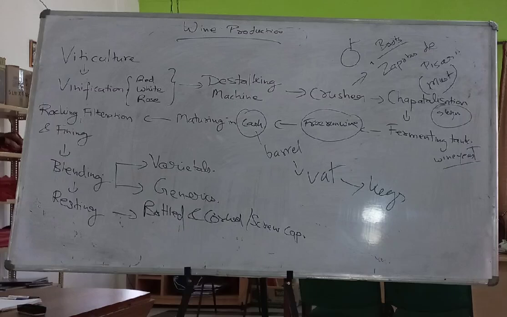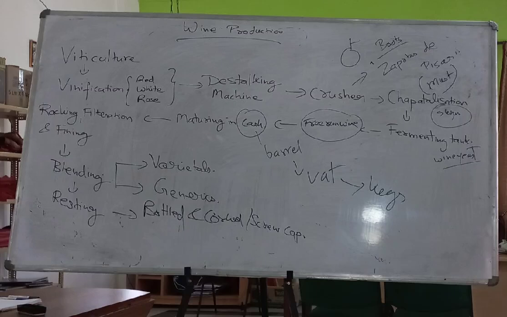Now there are certain things which cannot be cleared even by filtration and even by sedimentation. Then what we do? We add certain things into it. For example, there is something called bentonite. There is something called isinglass. Okay, there is something called gelatin, which we add into the wine. It will attract all the unwanted particles and it can be cleared.